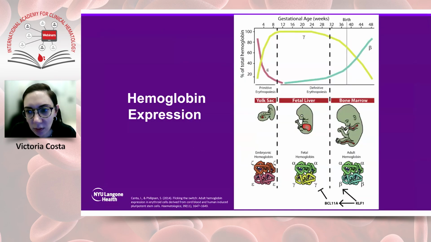To discuss abnormal hemoglobin, it makes sense to review normal hemoglobin first. And so fetal hemoglobin consists of 2 alpha globin chains and 2 gamma globin chains, and then transitions into adult hemoglobin, which consists of 2 alpha globin chains and 2 beta globin chains. And BCL11A, as you can see at the bottom here, is a transcription factor that is involved in this transition, and it represses the expression of the gamma globin genes and leads to that transition from hemoglobin F to hemoglobin A.